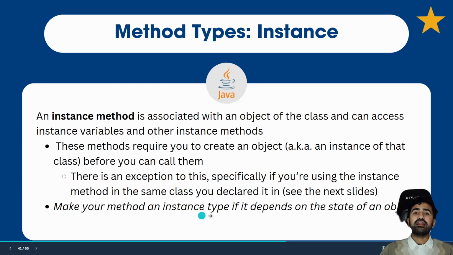So make your method an instance type if it depends on the state of an object. Are you representing something in the real world, right? And you need to hold on to that information. You need to continue, right, to transform it later in your code. You need to hold on to the state. Again, that'll make way more sense once we're actually building classes. But just know instance methods rely on objects.